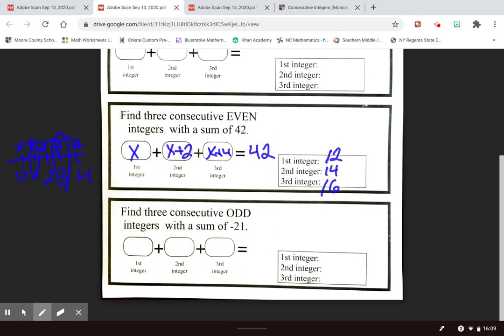All right, so let's do our last one together, which is the 3 consecutive odd integers with a sum of negative 21. So again, my first integer I'm going to let be x.